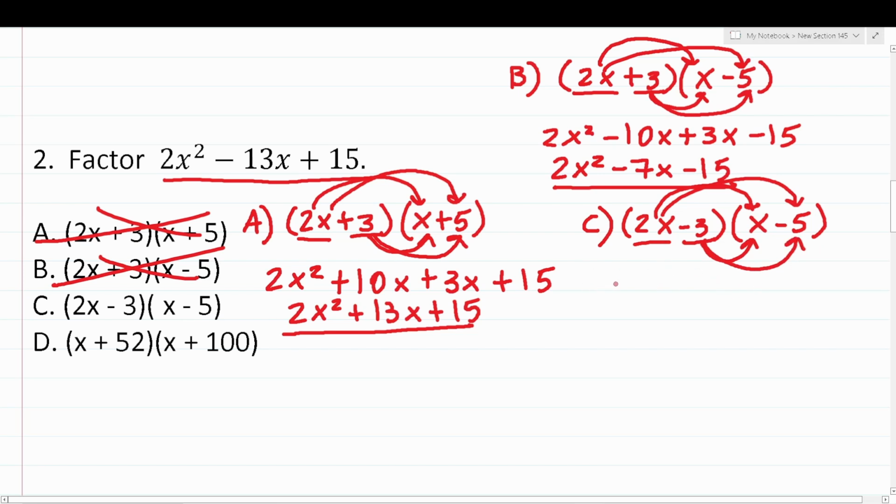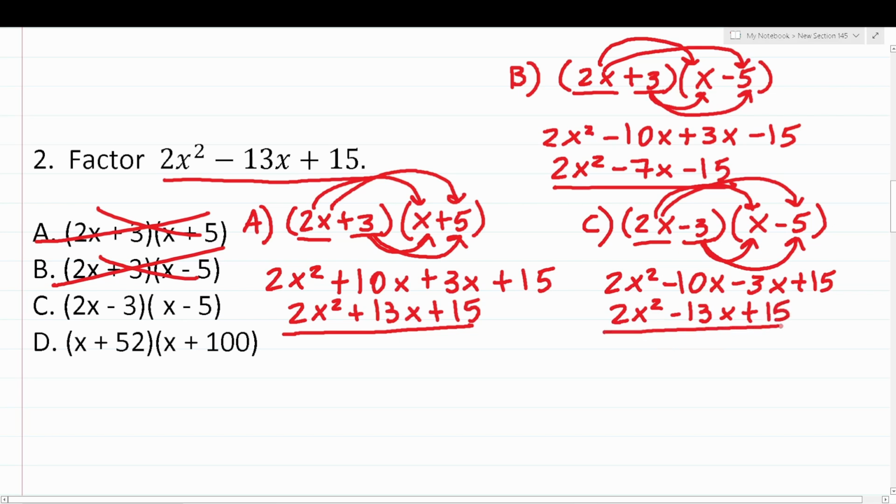2x times x, of course, is 2x squared. 2x times negative 5 is negative 10x. Negative 3 times x is negative 3x. And negative 3 times negative 5, and negative times a negative is a positive. So this is positive 15. This becomes 2x squared. Negative 10x minus 3x is going to be minus 13x. And of course, that's plus 15.